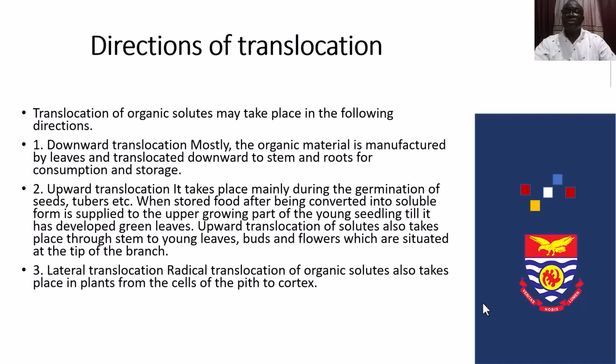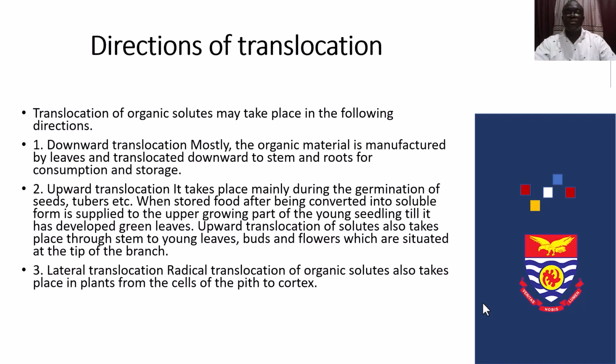Translocation of organic solids may take place in the following directions. Downward translocation: mostly the organic material is manufactured by leaves and translocated downward to stem and roots for consumption and storage. Upward translocation: it takes place mainly during the germination of seeds or tubers, when stored food, after being converted into soluble form, is supplied to the upper growing part of the young seedling till it has developed green leaves.